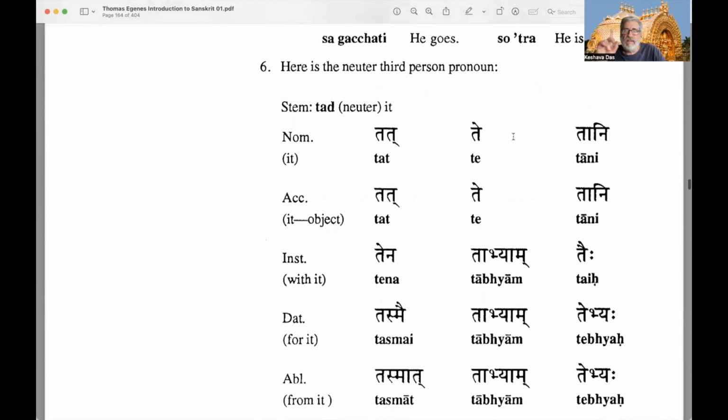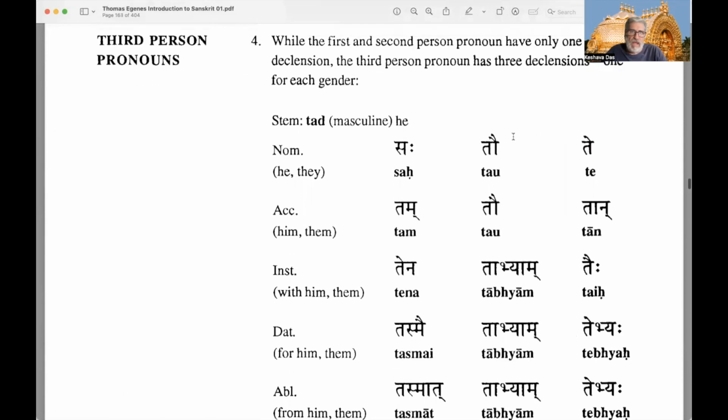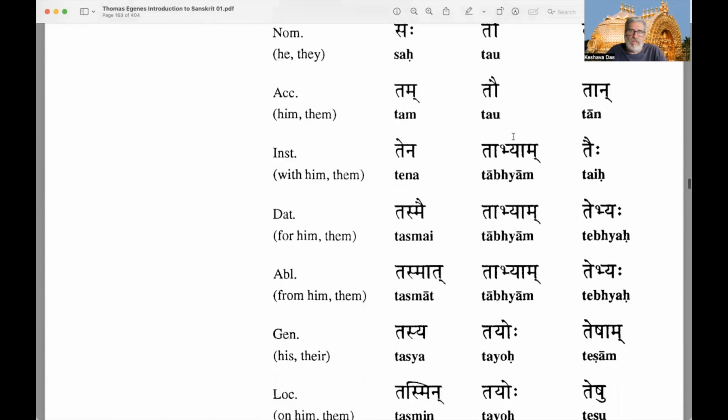Okay, that's right. So now, after we've learned he, we'll get to it. So remember, we learn masculine nouns first, then we learn neuter nouns because they're very similar. And now we're going to learn masculine pronouns, third-person pronouns, and neuter third-person pronouns. So the neuter third-person pronoun, again, it's tad, right? It's called tad. So the stem is called tad.